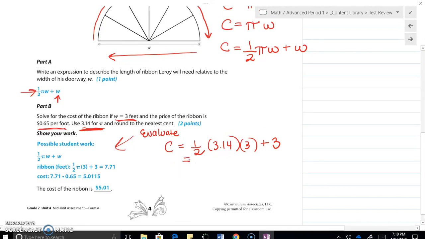When we use our order of operations, half times 3.14 times 3, you're going to get a value of 4.71 plus 3, 7.71. Then they also told you that it's 65 cents per foot. So the cost is equal to 7.71 times 0.65, which is going to give us $5.01. Even though you have 4 numbers, you usually only use the first 2 decimal places when you're dealing with money.